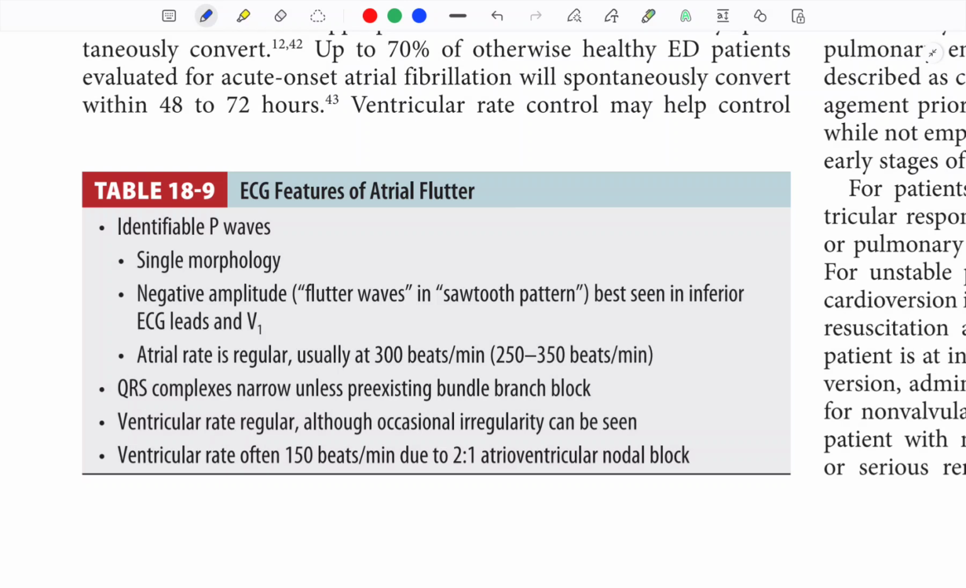What are the ECG features of atrial flutter? You will have identifiable P waves, but they will be in a sawtooth morphology. Okay, and it is regular, usually 300 beats, and there are like 3 P waves followed by 1 QRS sort of thing. QRS complexes are narrow unless there is a pre-existing bundle branch block, and the ventricular rate is regular. Sometimes irregularity may be seen, but it is mostly regular. Ventricular rate is often 150 beats per minute due to a 2:1 AV nodal block.